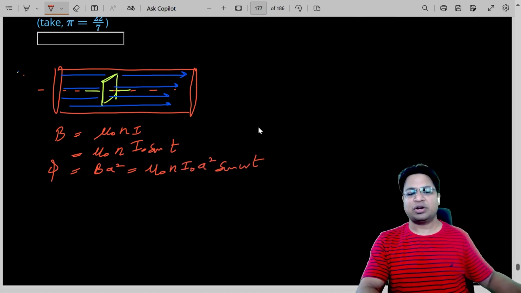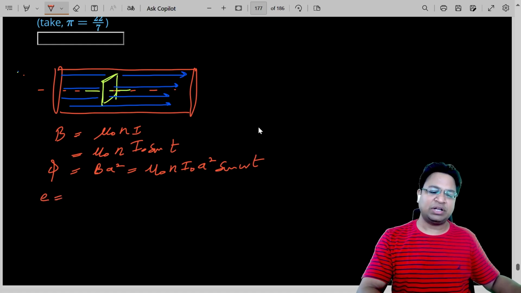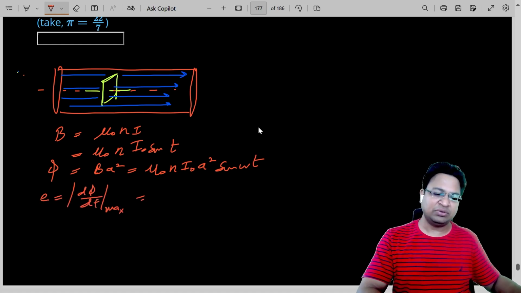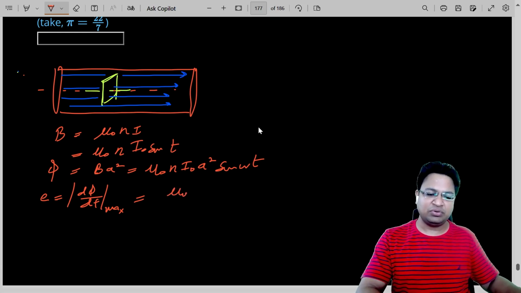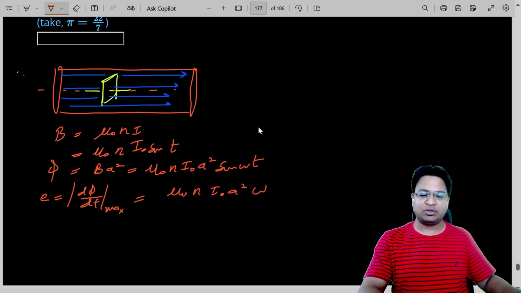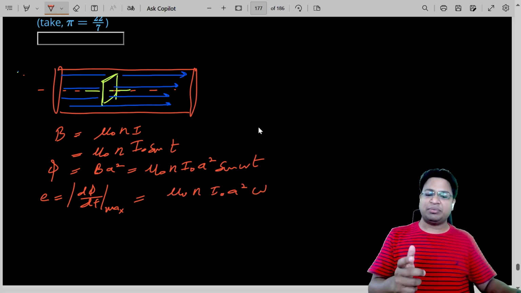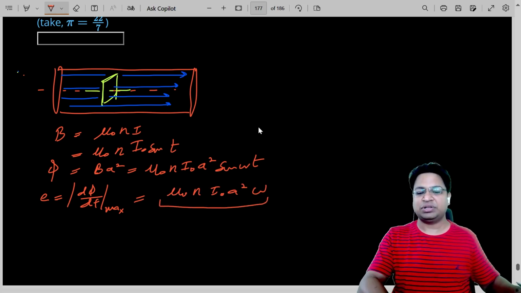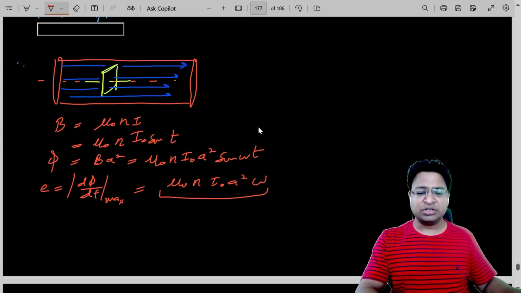So that is the flux through the square loop, and the magnitude of the EMF would be mod of d phi by dt. If I'm talking about the maximum value, then it will become mu naught N I naught A square, and the derivative of this will become omega into cos omega t. But since I'm talking about the maximum value, I can get rid of the cos omega t. So this is the maximum value. This is the amplitude. Now we need to do the calculations.